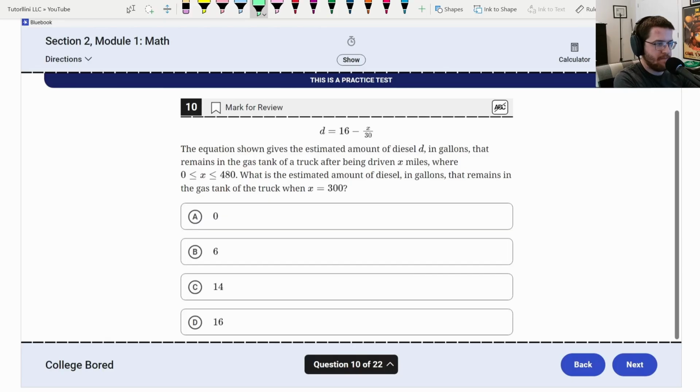Okay, question 10. They tell us in this equation that x is equal to 300. So I'm just going to replace x with 300. That's it.